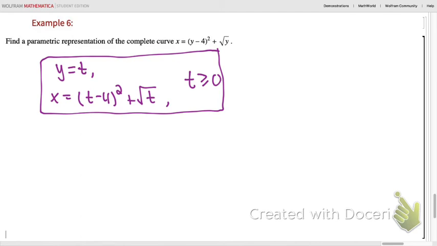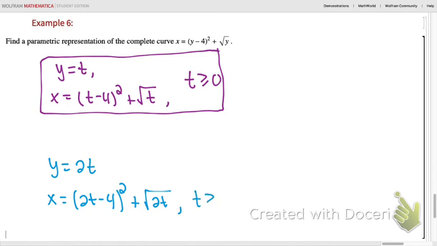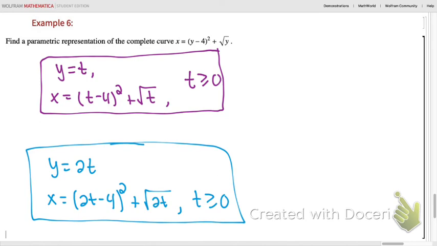So you could just choose the easiest parameterization you want and just let y be associated with t. The other thing you could do, again, I could let y be 2t. Doesn't really matter. X would then be (2t minus 4) squared plus the square root of 2t. And again, t would just be greater than or equal to 0. So whatever I choose for y, to get the parametric equation for x, I just take the equation for x in terms of y and replace y with 2t or whatever you've chosen y to be.